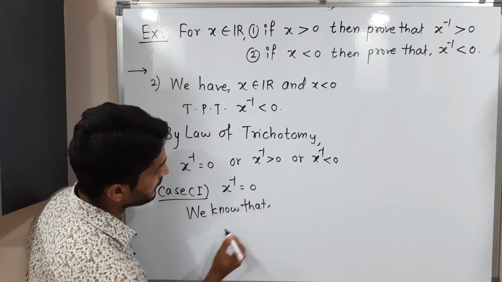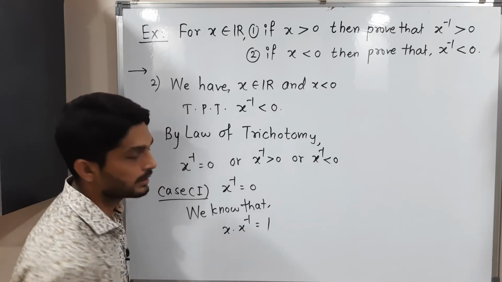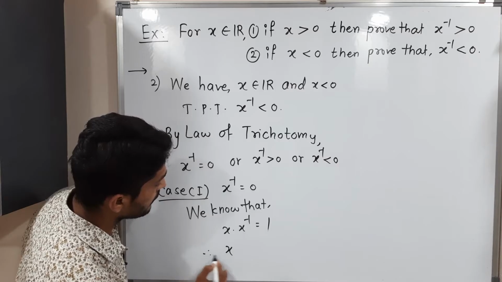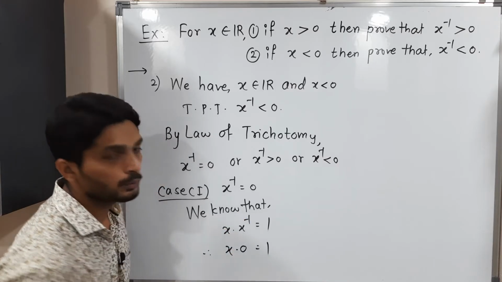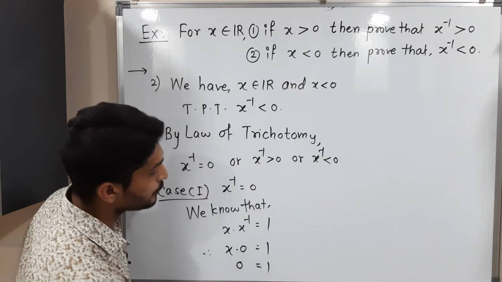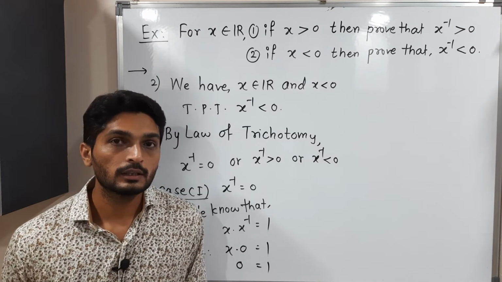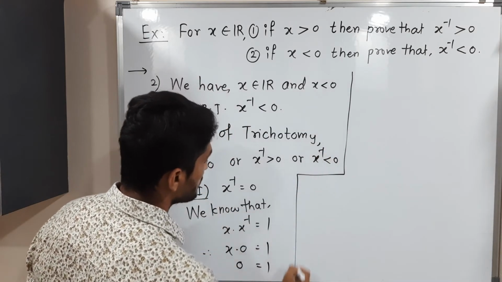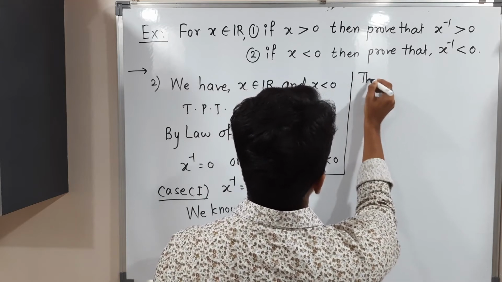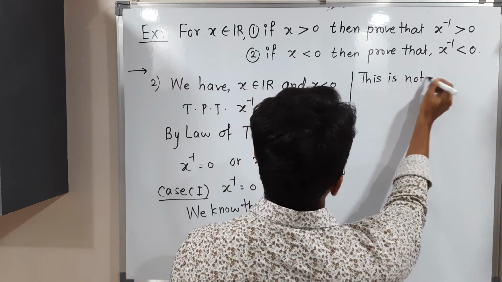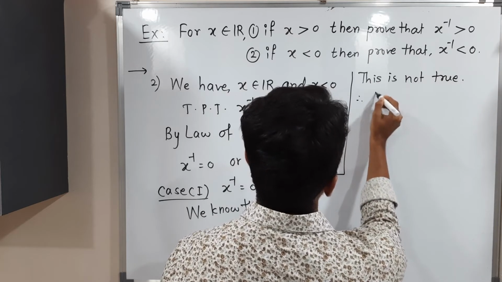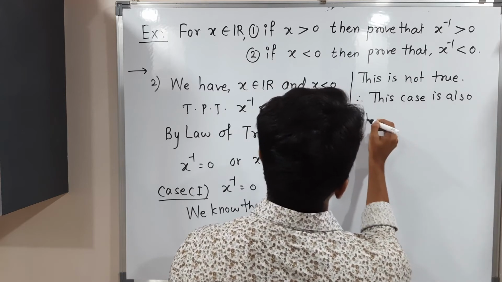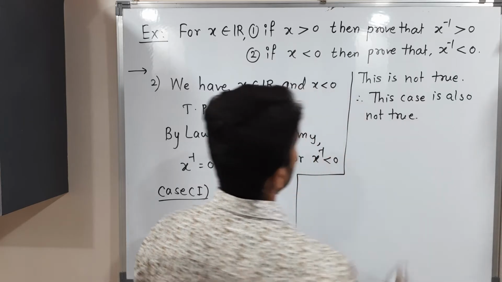We know the very basic thing that x into x inverse is equal to 1, since these are multiplicative inverses of each other. But in this case we have assumed x inverse is equal to 0. So x into 0, which is 0, is equal to 1. 101% it is not possible. So this case is also not true. I will mention that: this is not possible, this case is not true.